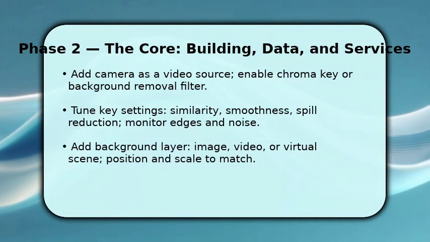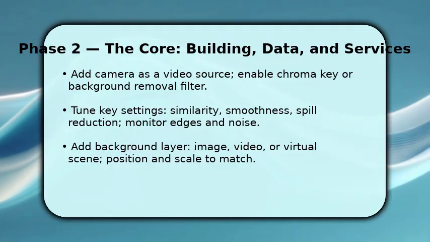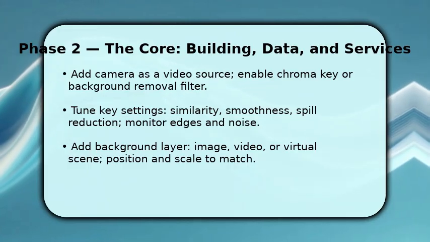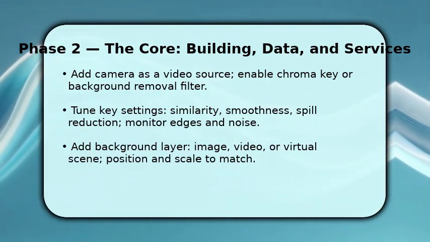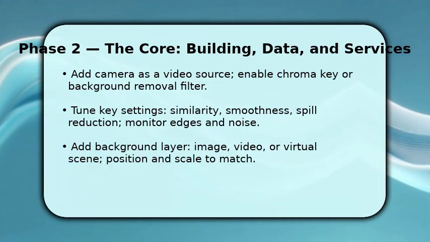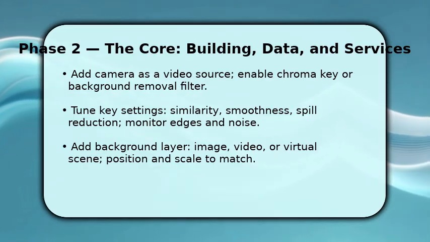Next, add your camera as a source and apply the chroma key or background removal filter. This is where you separate foreground from background. You will tune similarity, smoothness, and spill reduction. Increase similarity to remove more green, reduce smoothness if edges look mushy, and use spill reduction to fix color halos.